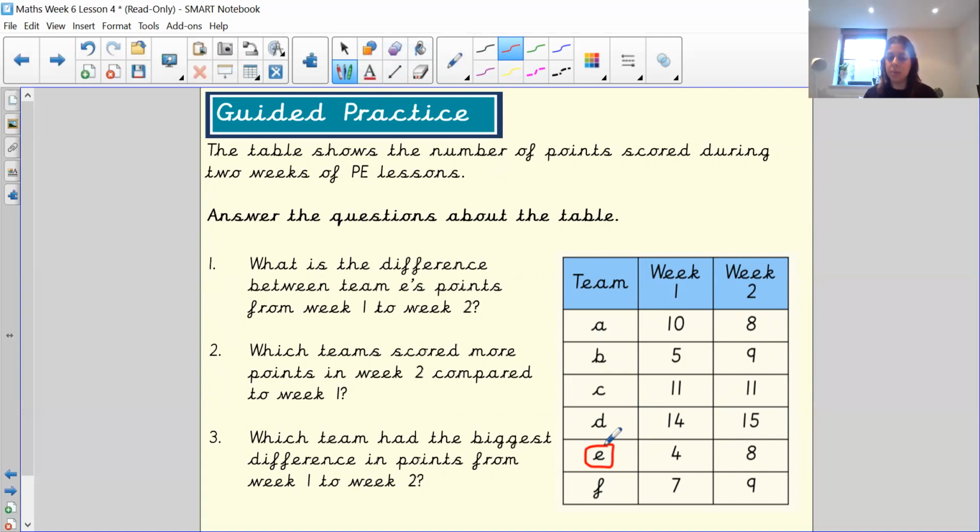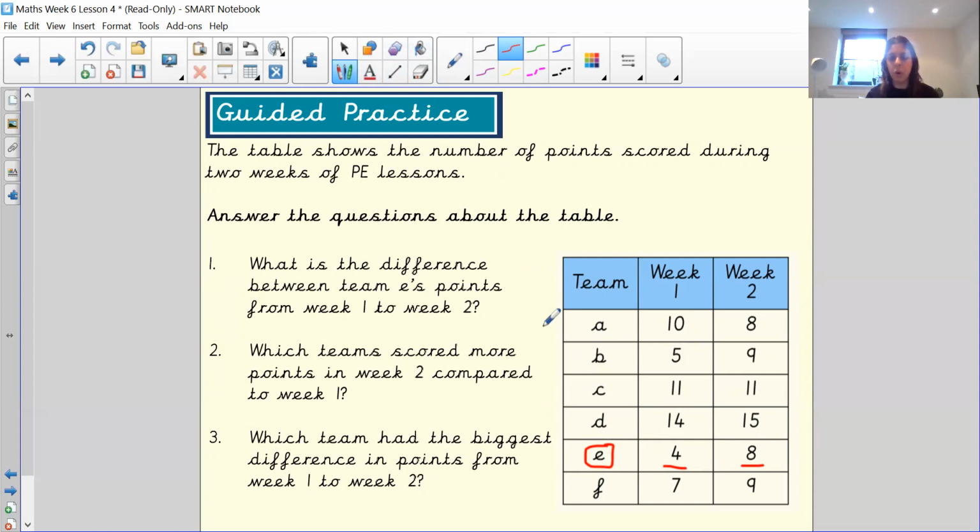Now we've done that before because we looked at money. What is the difference between team E's points from week 1 to week 2? So you need to see how many more did they get in week 2 from week 1. So you could do week 2 score, subtract week 1, or put week 1 score in your head and count on to get to week 2. Try and work that one out for me.